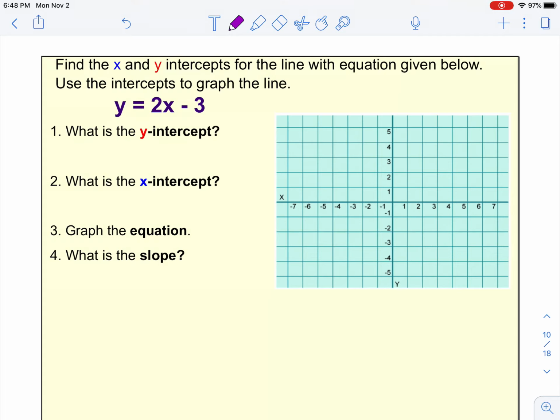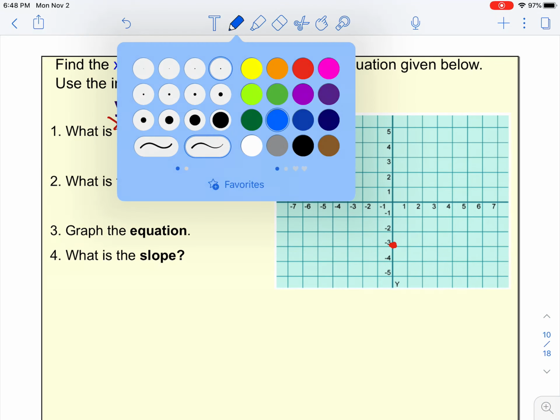All right, so what's different about this one is the equation is already in slope-intercept form, so you really don't even need to worry about finding the y-intercept. We already know that the y-intercept is negative 3. So we can plot that. Now, if you're not convinced, we could still put 0 in for x, because again, we're finding the y value when x is 0. So when I put 0 in for x, I get y equals negative 3, because 2 times 0 is 0, so this cancels out, and we just get y equals negative 3.